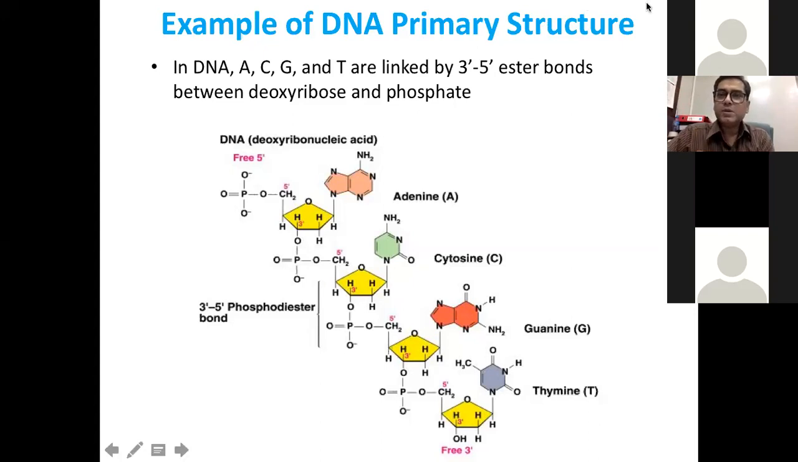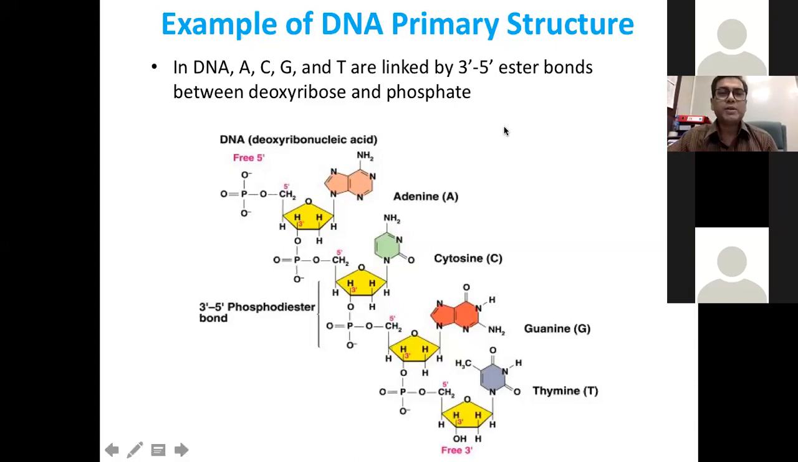Got it? So can anybody repeat the direction of the transcript? Anybody? Can anybody repeat the direction of the transcript? 5 prime to 3 prime. And the direction of the phosphodiester bond? 3 prime to 5 prime. Good enough.